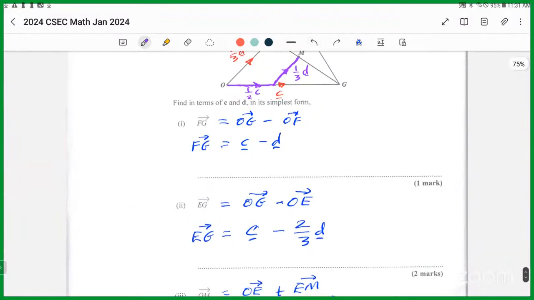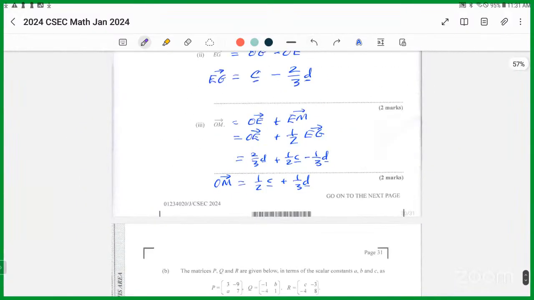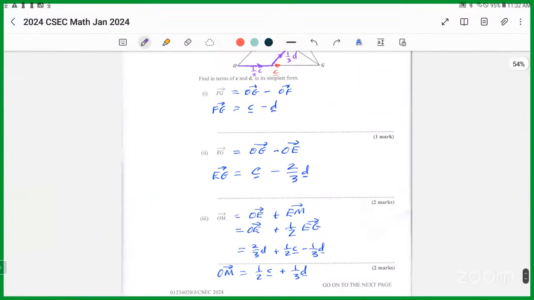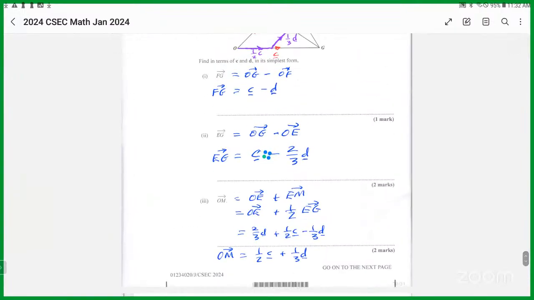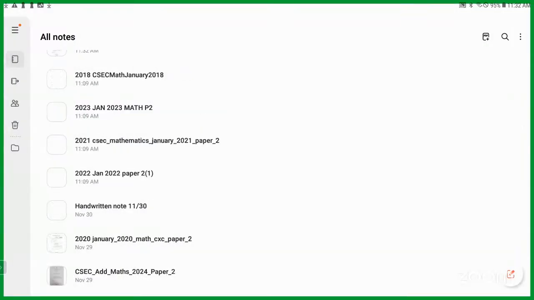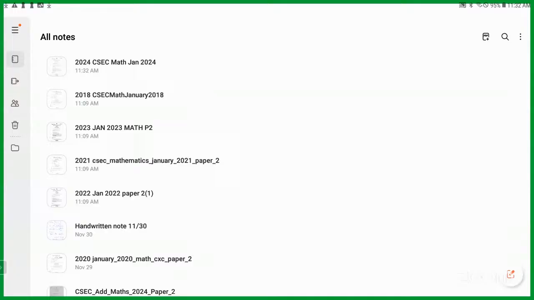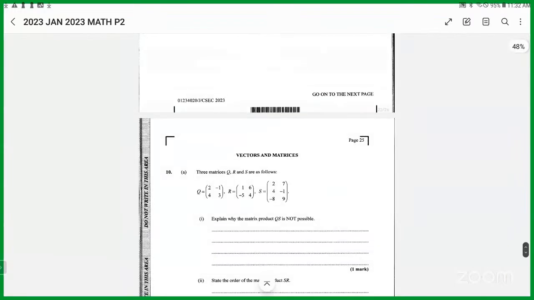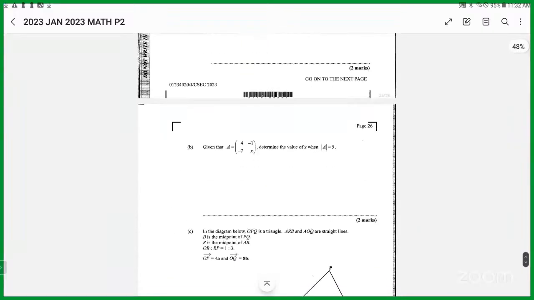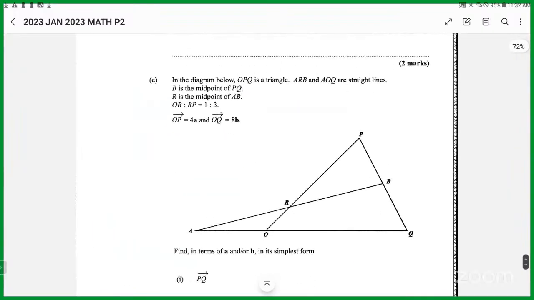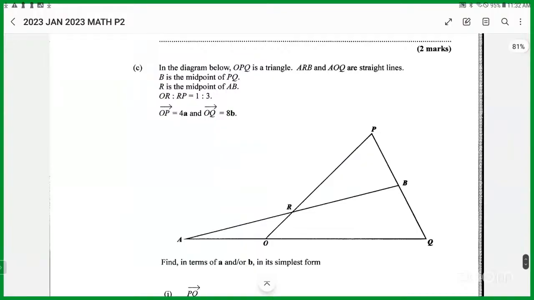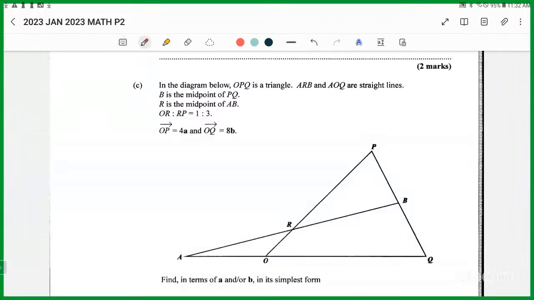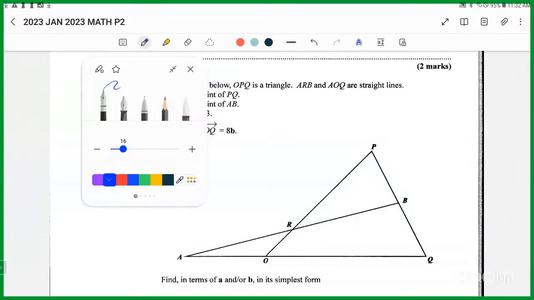Alright guys, that is it. So let's look at the 2023 paper now. I want to do maybe 4, 5, or 6 questions, something like that, about an hour and a half. That's a few questions. 2023. So here we're looking at the vectors question on this paper now. Let's look at what this question says.